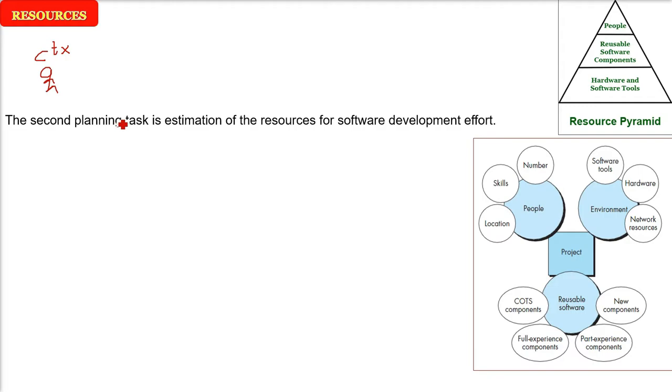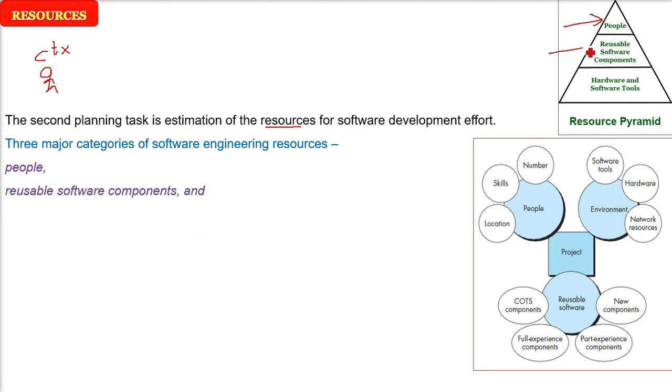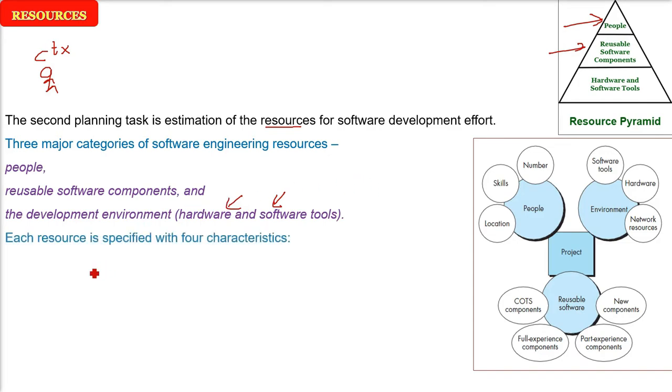So the second planning task in estimation for the resources for software development effort is all about resources. There are three major categories of software engineering resources. You see this resource pyramid, the top one is people, you, me, and then the components. Components are basically those which can be easily used, reusable, and finally the development environment. You need to work with an infrastructure, with hardware, with software. There are so many things which people and the other aspects require.